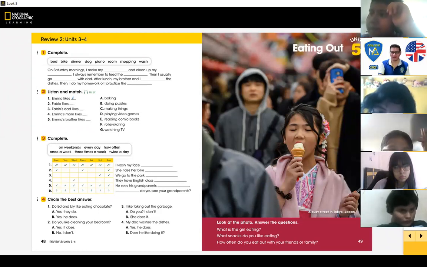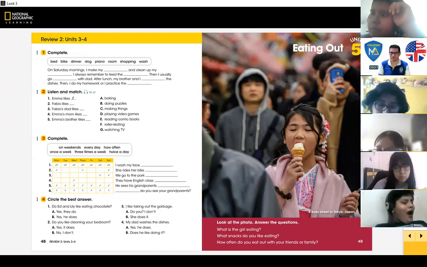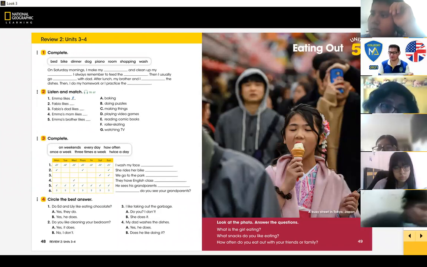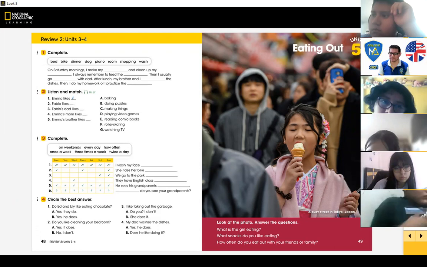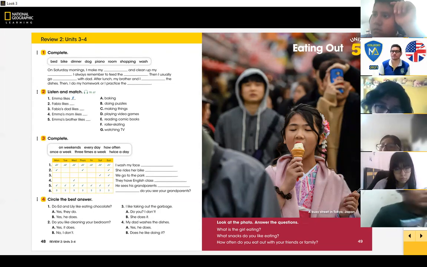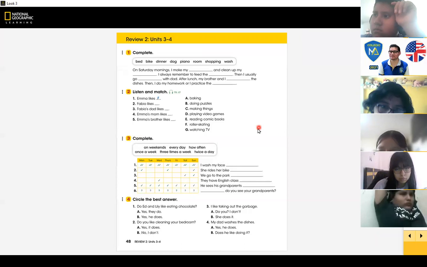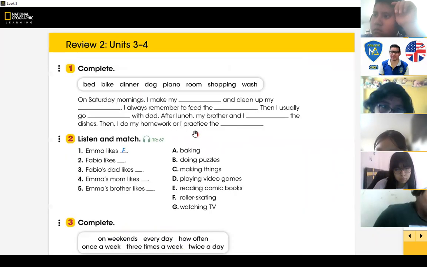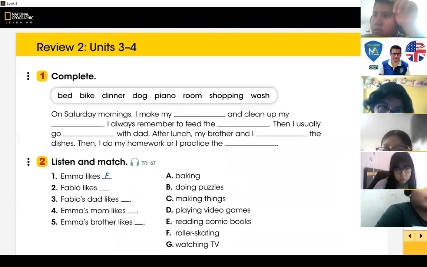So I'm going to show you page number 48. Here, students, we must work on review number 2. We're going to review units number 3 and 4. Okay? So, everyone, please go to this page. What are we going to do on this part? We are going to complete.